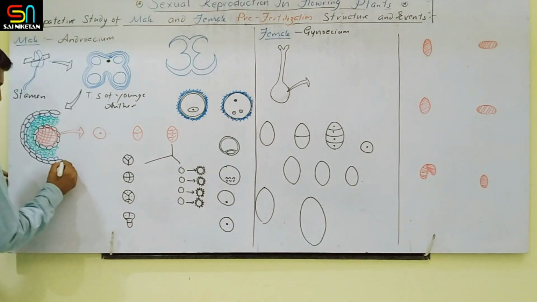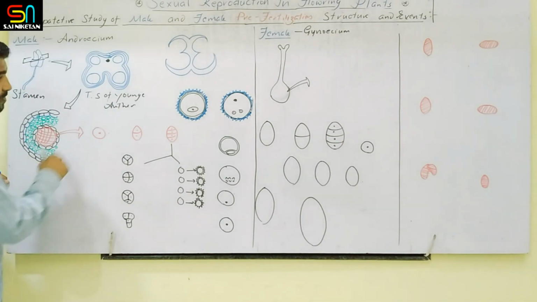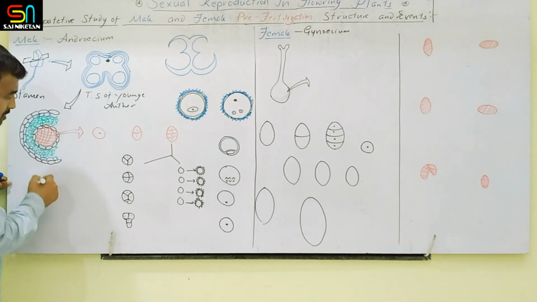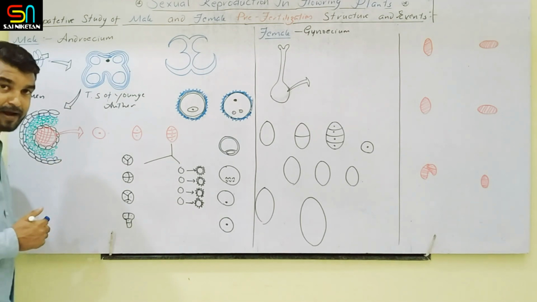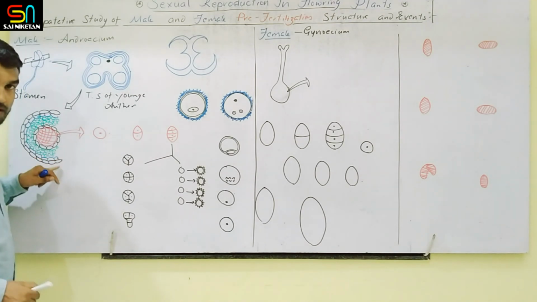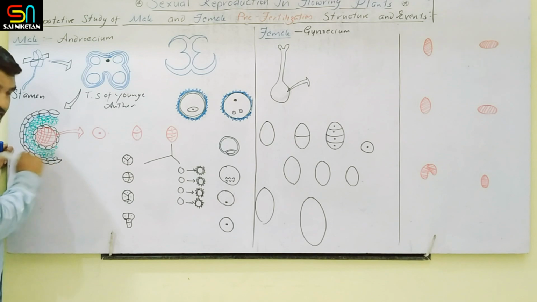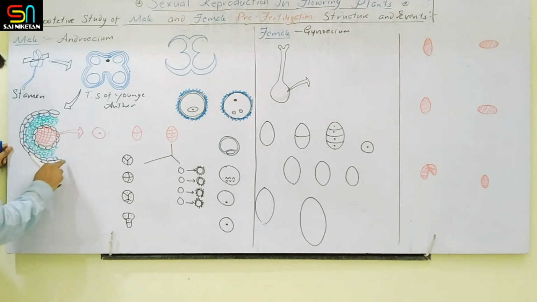The outermost layer is the epidermis. Here also epidermis. The second layer is the endothecium. The radial and tangential walls, the inner wall, are a little bit fibrous. This green colored portion is the middle layer. So all 3 layers, epidermis, endothecium and middle layer, help in providing protection to this anther or microsporangium.